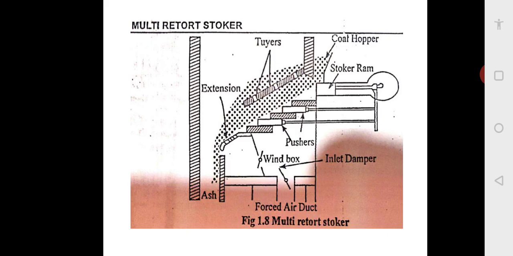The movement of the fuel bed by the pushers helps minimize clinker formation, because the coal is pushed, so the clinker formation or the caking will not happen. The primary air enters the wind box below the retorts. You can see at the bottom there is a wind box, and from the bottom the primary air is moving inside and flows through the retorts.